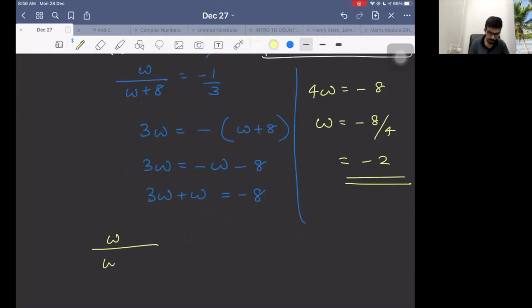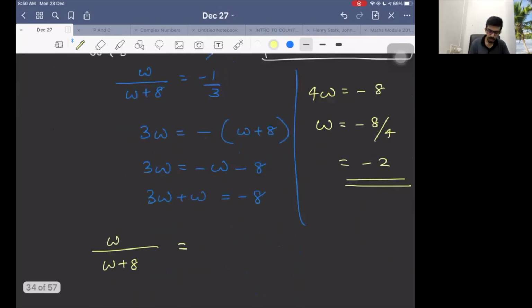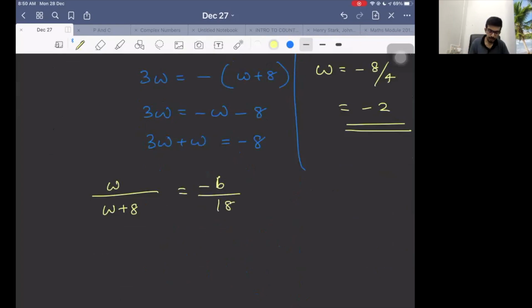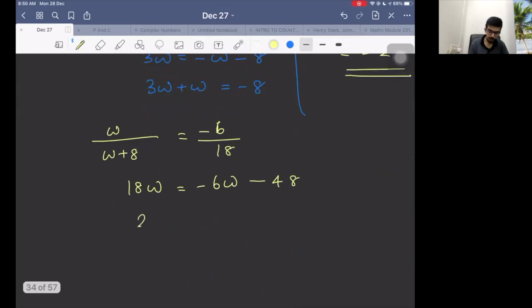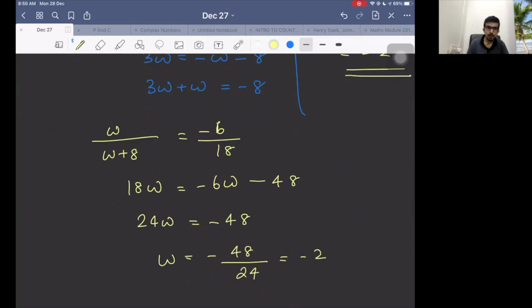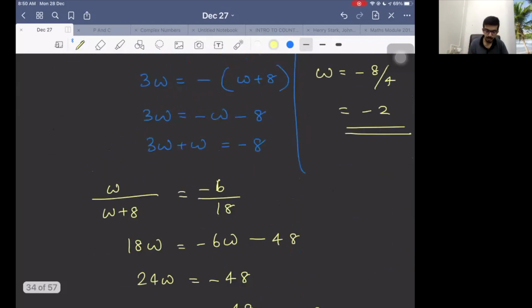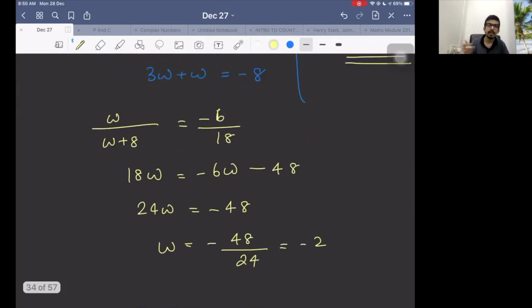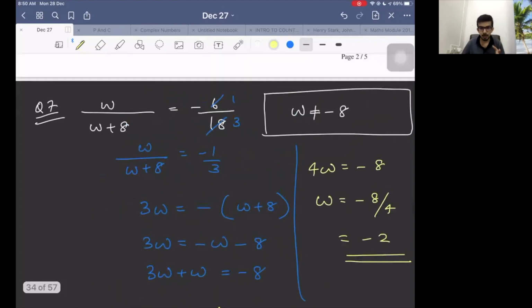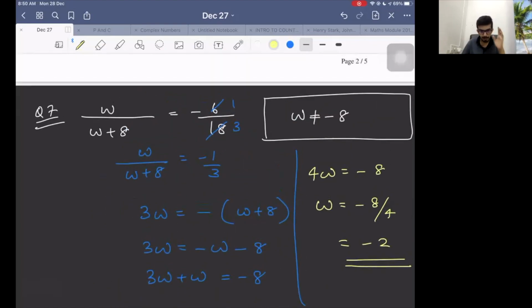See, W by W plus 8 is equal to minus 6 by 18. You just cross multiply. 18W is equal to minus 6W minus 48. So 24W is equal to minus 48. W is equal to minus 48 divided by 24, which is again minus 2. You would have got the same answer, but you just have to deal with slightly bigger numbers. That's all. So as far as possible, when you see a simplification, do it right away.